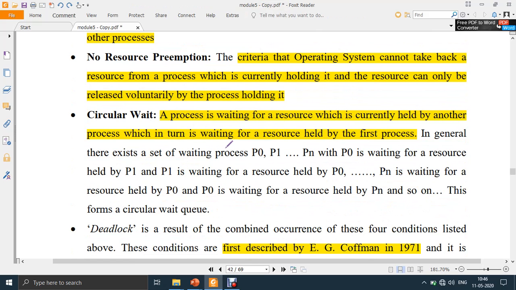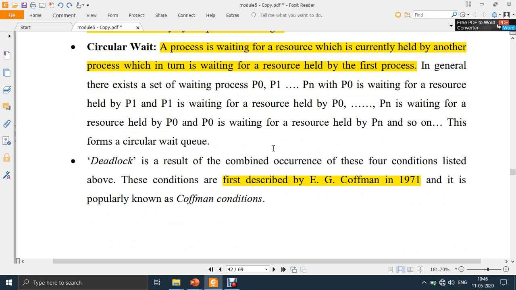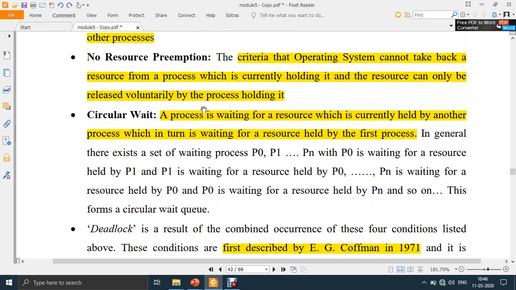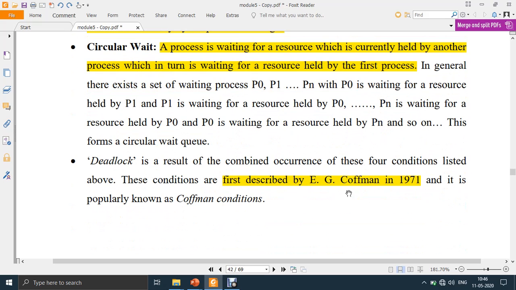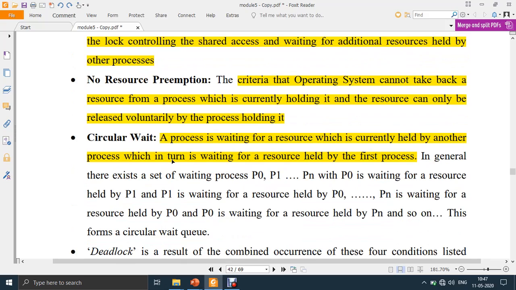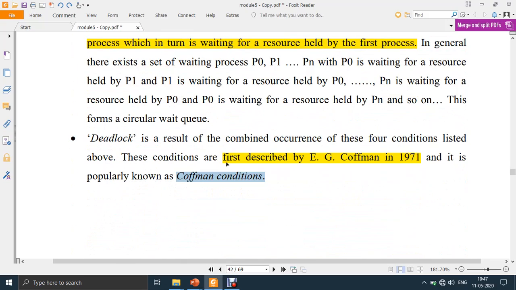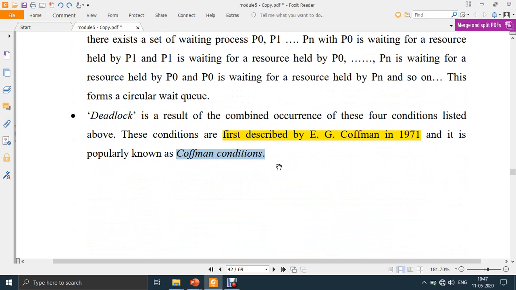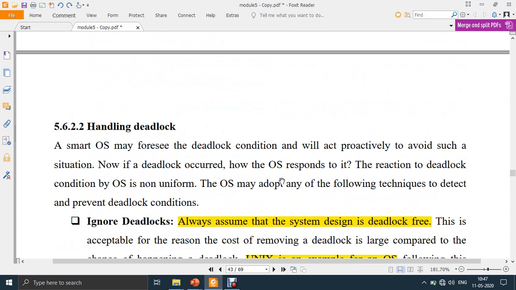So next is circular wait. A process is waiting for a resource which is currently held by another process. So that is what we discussed. All these conditions were first described by a person known as E.G. Kaufman in 1971, and these conditions are known as Kaufman conditions. So circular wait, no resource preemption, hold and wait, and mutual exclusion. These conditions which favor the deadlocks are also known as Kaufman conditions.